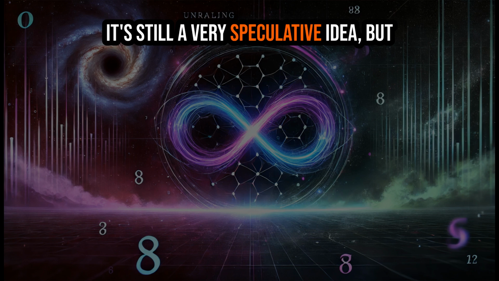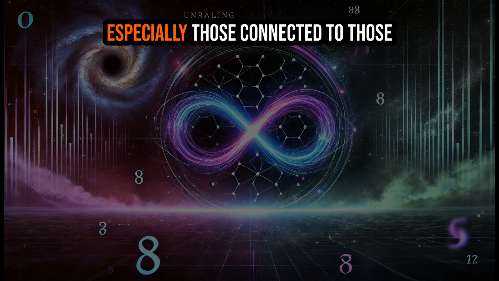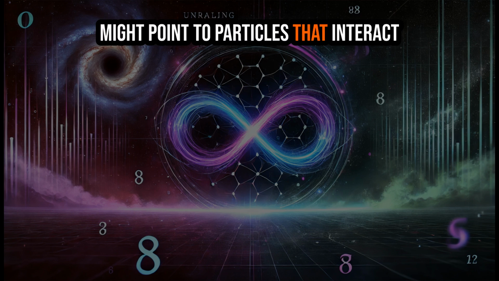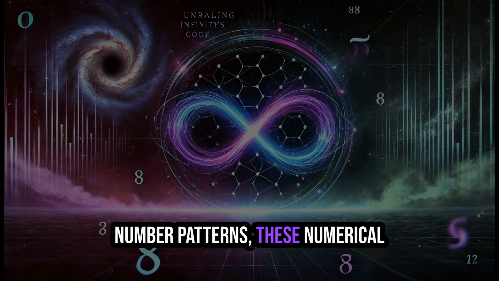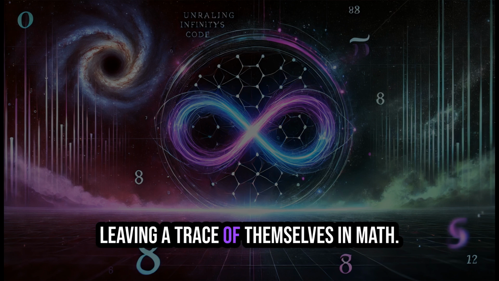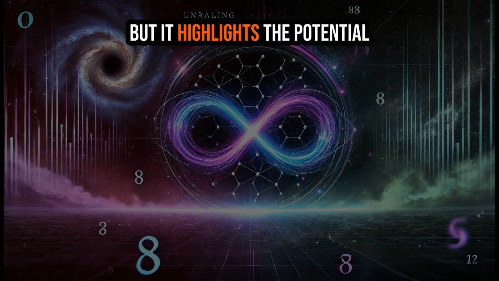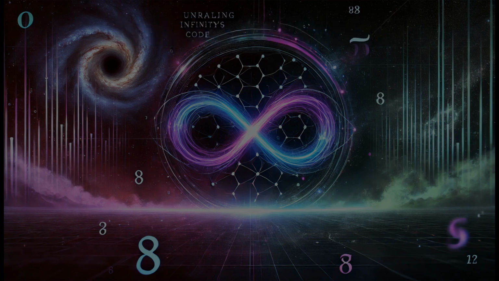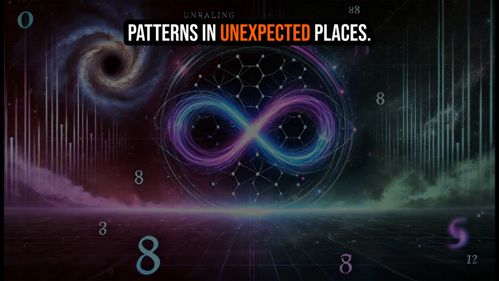It's still a very speculative idea, but the researchers think that certain patterns in prime pair distributions, especially those connected to those Goldbach champions we talked about, might point to particles that interact very weakly with regular matter. So you're saying these prime number patterns, these numerical fingerprints, could be a clue to dark matter's existence, like they're leaving a trace of themselves in math. It's a bold idea, and it needs a lot more research. But it highlights the potential for unexpected connections between different areas of study. Sometimes the biggest insights come from thinking outside the box and looking for patterns in unexpected places.